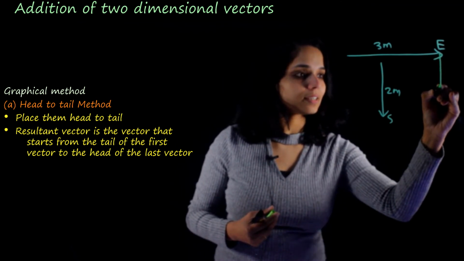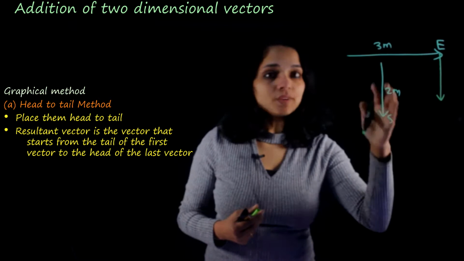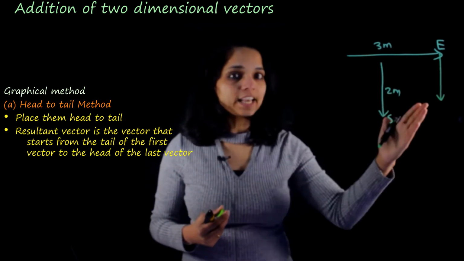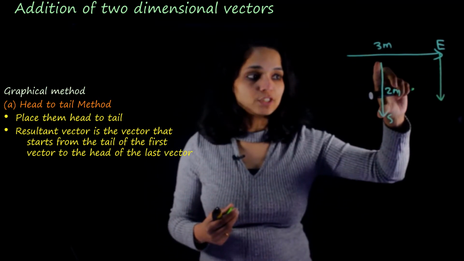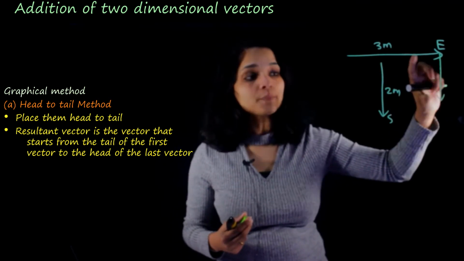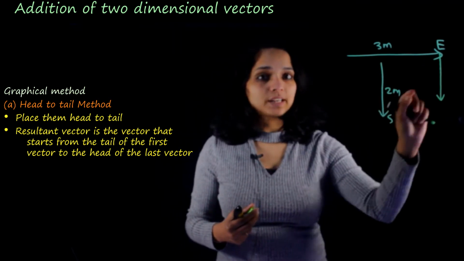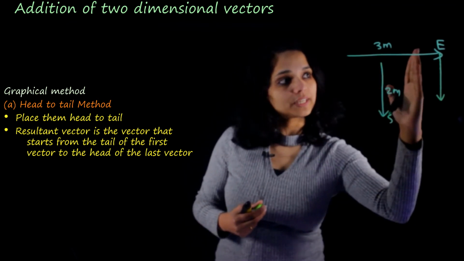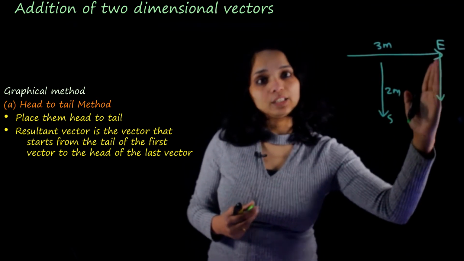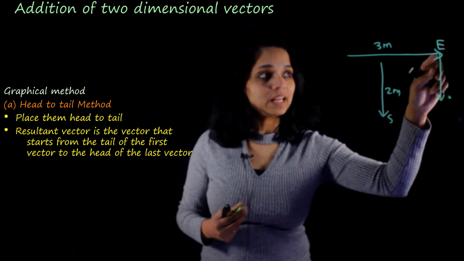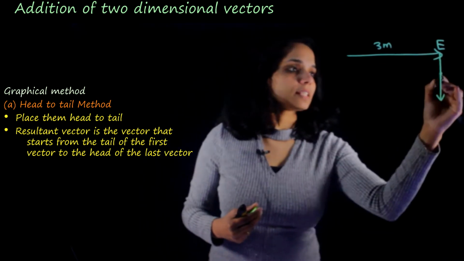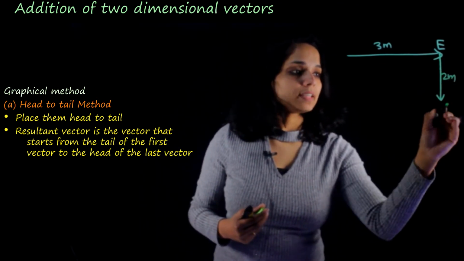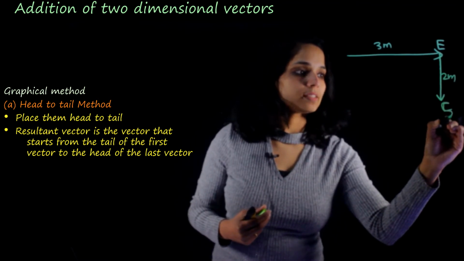While we move it, one thing we should be very careful about is not to change the length, so you should use the ruler, and not to change the direction either. You should move it parallel to the original vector and place it with the tail matching the head of the first one. So now it's exactly 2 meters, pointing to the south.